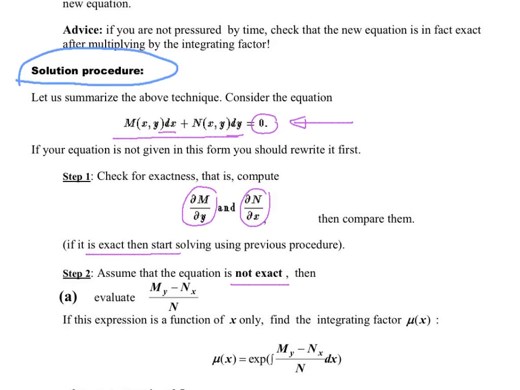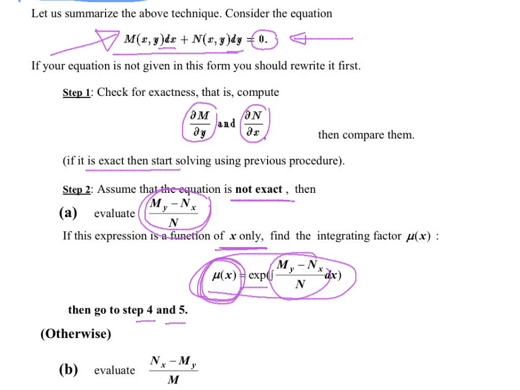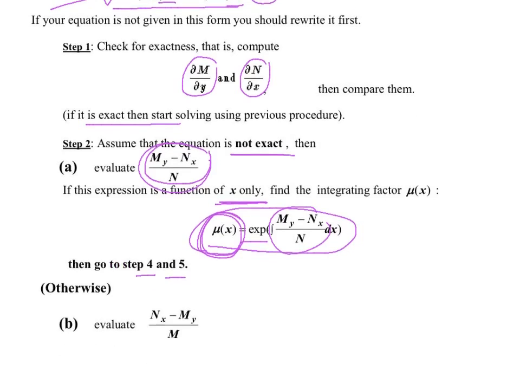Otherwise, if it is not exact, if they are not equal, then we have to check (My minus Nx) divided by N to see if it is a function of x only. If it is a function of x only, then you can find mu x, which is e to the power of the integration of the same thing. Then go to steps 4 and 5. Steps 4 and 5 are what actually? After finding mu x, which is the integrating factor, multiply it into the differential equation to make it exact, make sure it is exact, and then solve it.